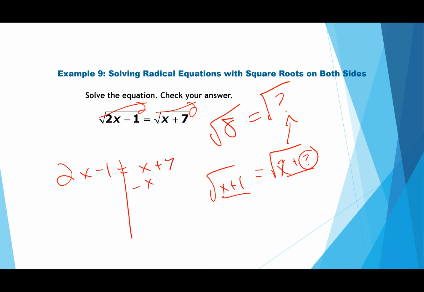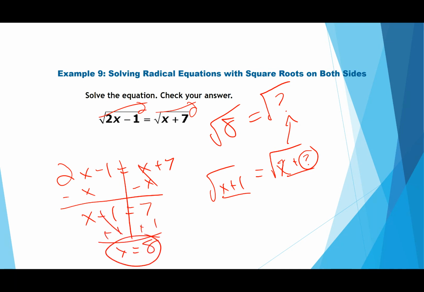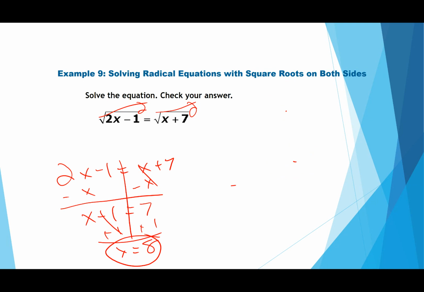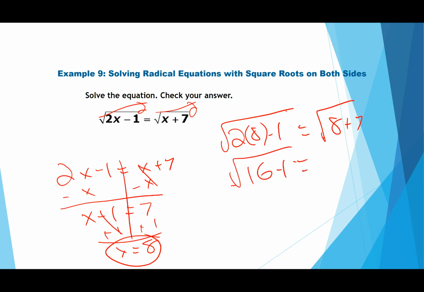So solve this, subtract x on both sides. That leaves me 2x minus x, which is 1x. And then add 1, and we have x equal to 8. So you can see if that fits, right? Let me erase this. See if it fits over here. So square root of 2 times 8 minus 1 equals square root of 8 plus 7. So this would be 16 minus 1, and this would be 8 plus 7, which is 15. Now 16 minus 1 is 15, right? So square root of 15 equals square root of 15. That's obviously true. So good way to check.